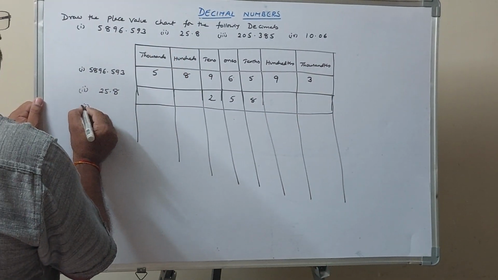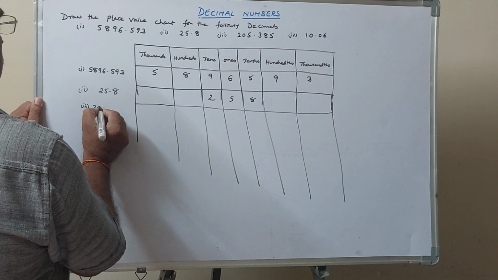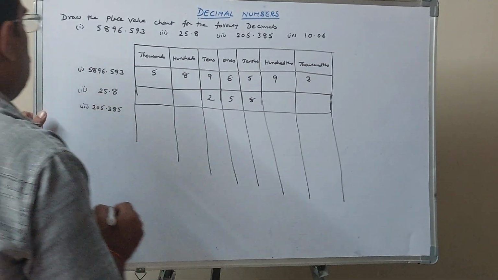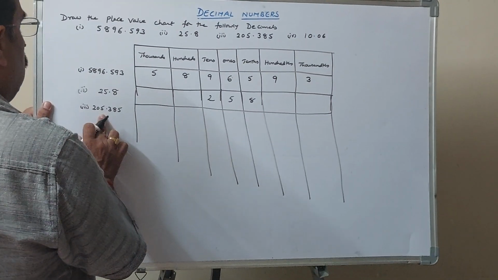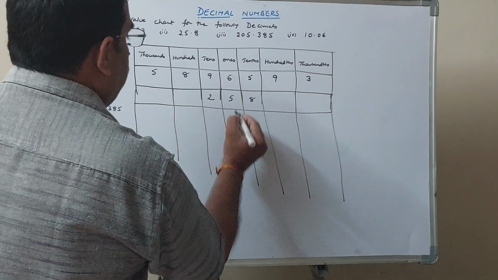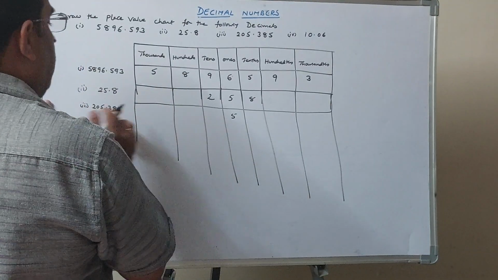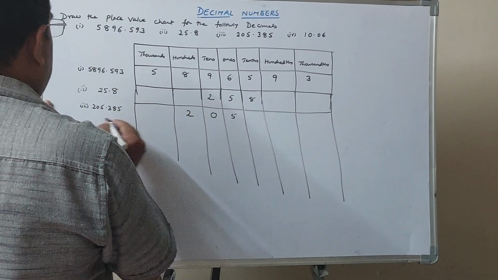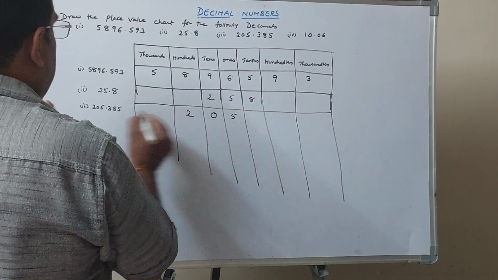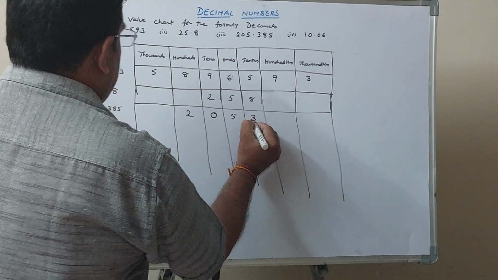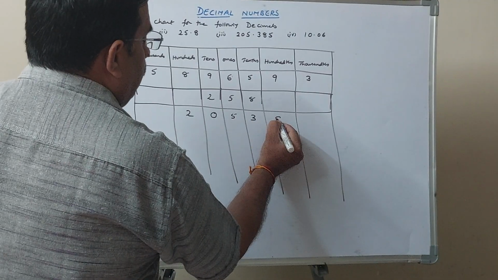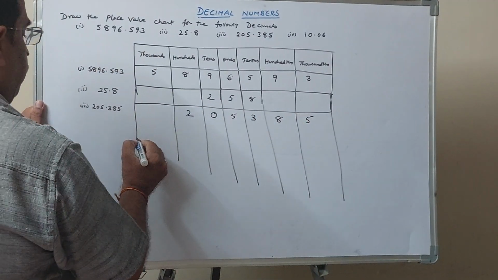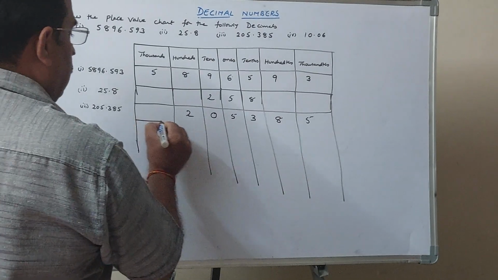Third one is 205.385. So 205 is the whole number part. So ones place is 5. Tens place has 0. 2 is in the hundreds place. And 3 is in the tenths place. And 8 is in the hundredths place. And 5 is in the thousandths place. This is the third one.